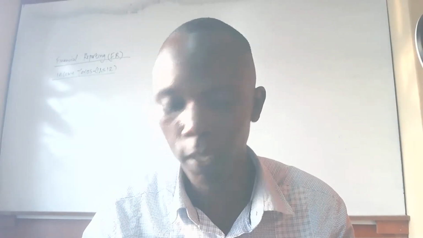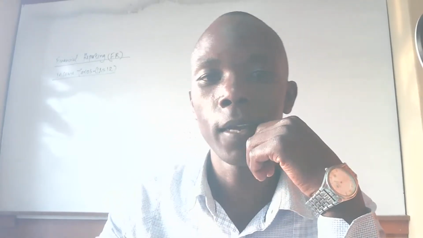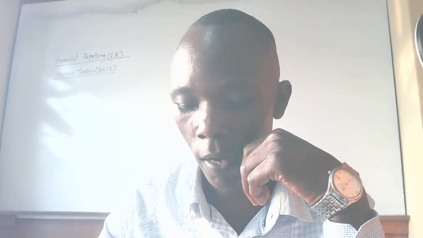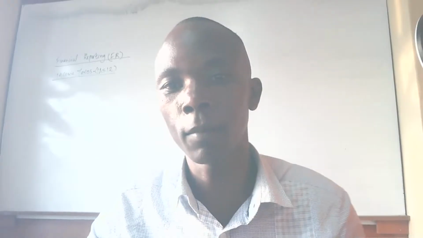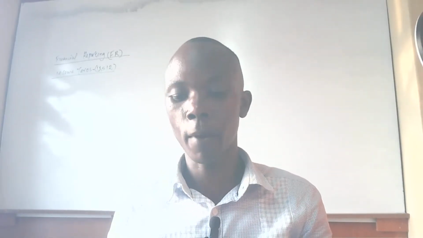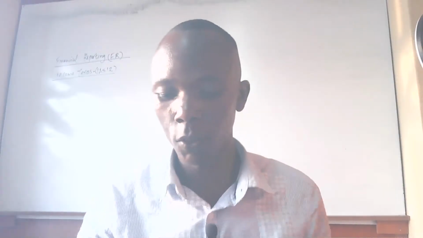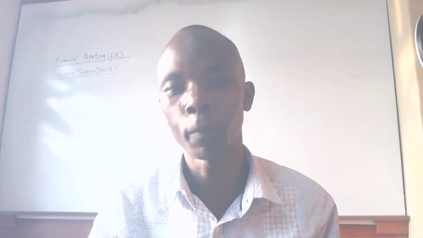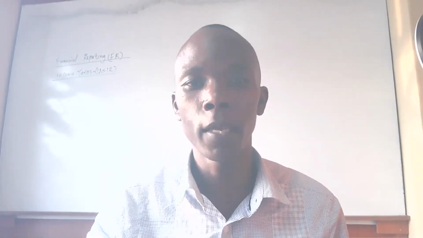Our discussion today will be based on a unit known as financial reporting and analysis. This is a unit which is covered in CPA, that is intermediate level. In the intermediate level under the certified public accountants, we have 6 units which are supposed to be covered in this level. One of them is financial reporting and analysis.